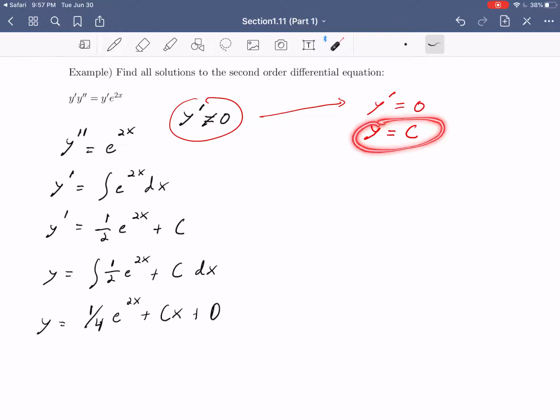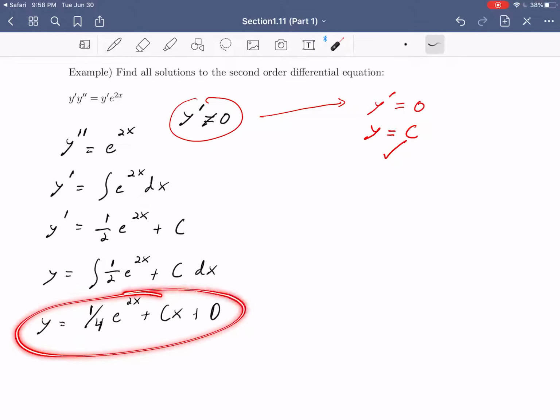Are constants really solutions here? Well, you plug them into the left-hand side. The derivative of a constant is 0, so it'll be 0 on the left-hand side. And there's a derivative on the right-hand side, so that'll be 0. So these do work. So we would also have all the constant functions as solutions.